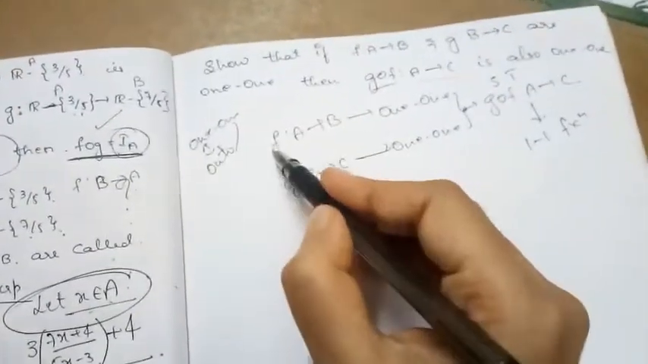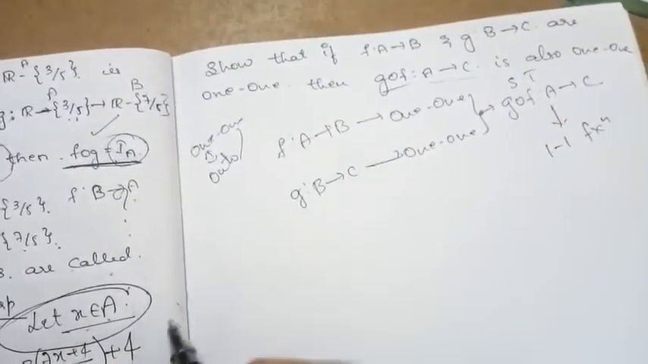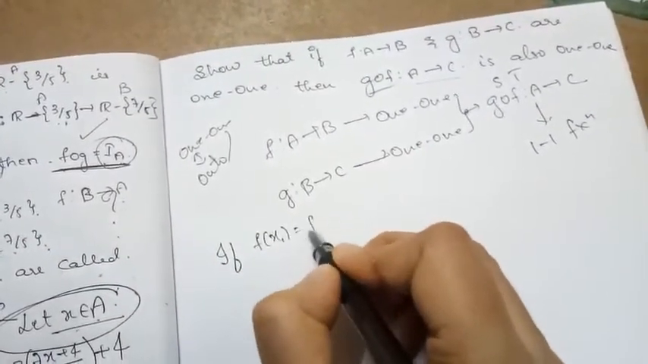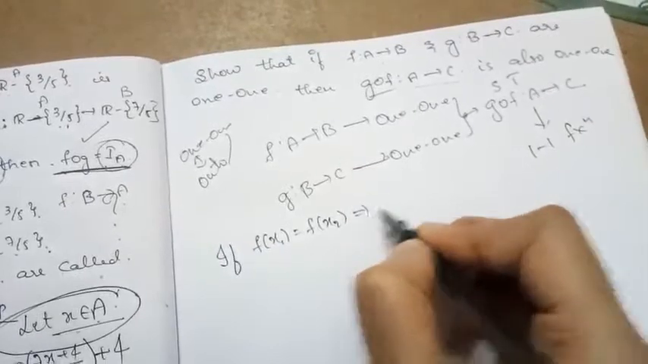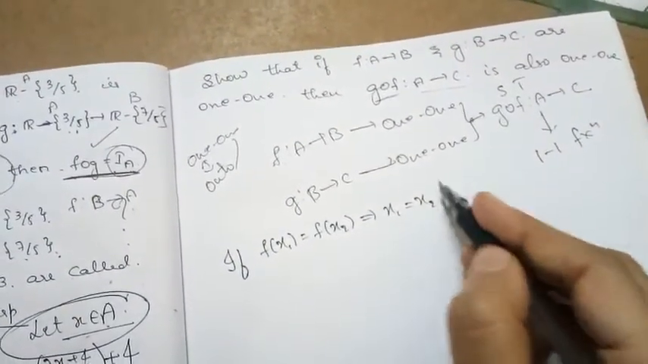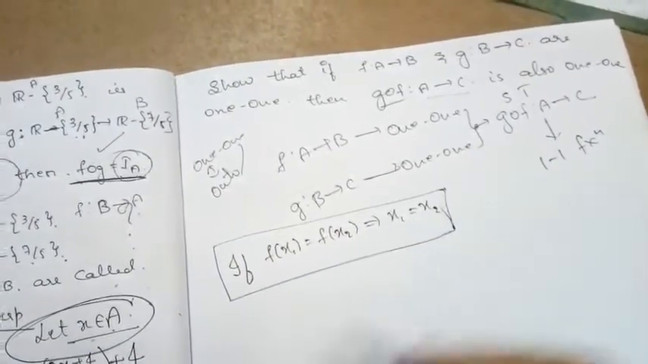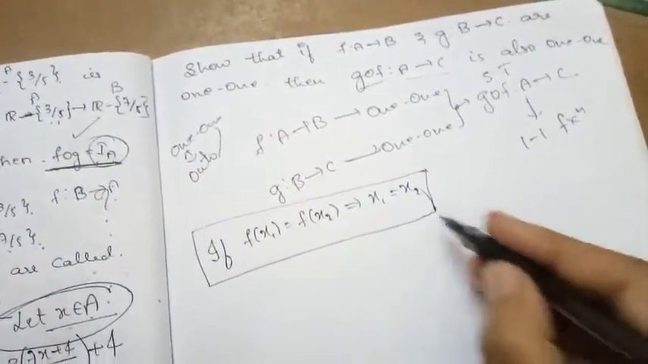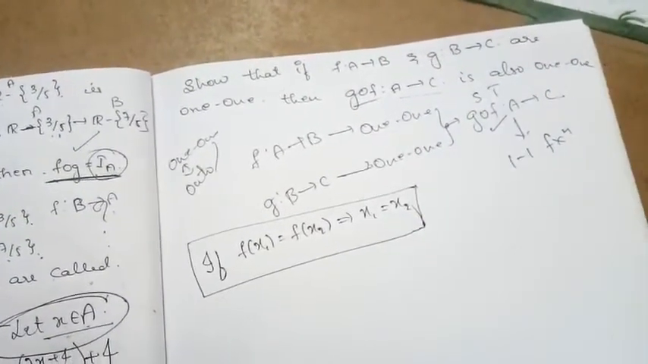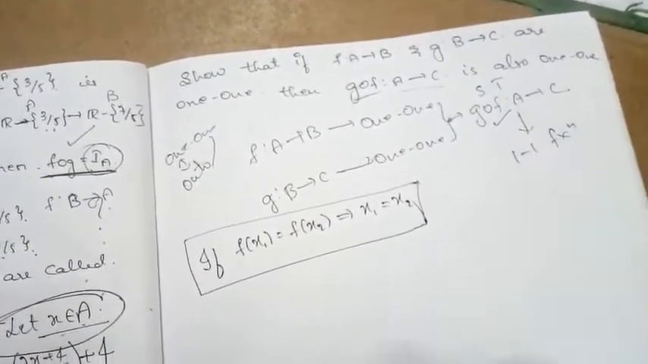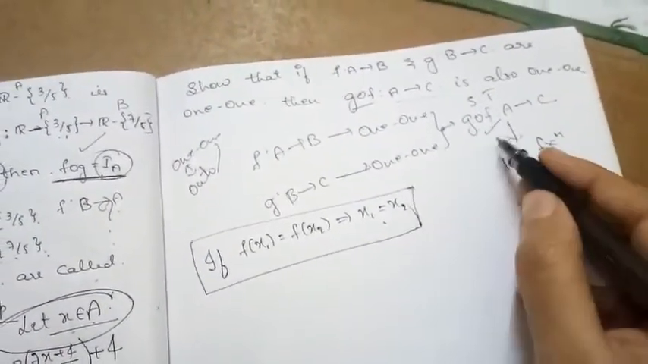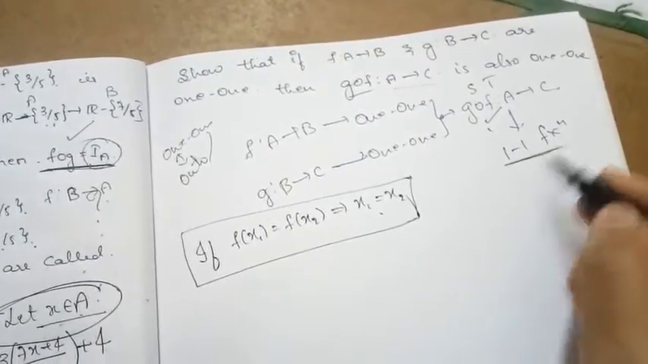So clearly we know that if f is a one-one function, it means if f of x1 is equal to f of x2, this implies x1 is equal to x2. This is what is said when a function is one-one. So now let us prove that the function g of f of x is a one-one function. The same process or the same algorithm is used even for the composition of functions to prove it one-one.